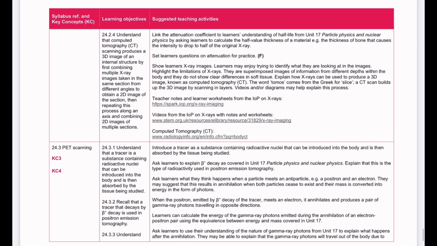Key concept 24.3. PET scanning. 24.3.1. Understand that a tracer is a substance containing radioactive nuclei that can be introduced into the body and then is absorbed by the tissue being studied. 24.3.2. Recall that a tracer that decays by beta decay is used in positron emission tomography.